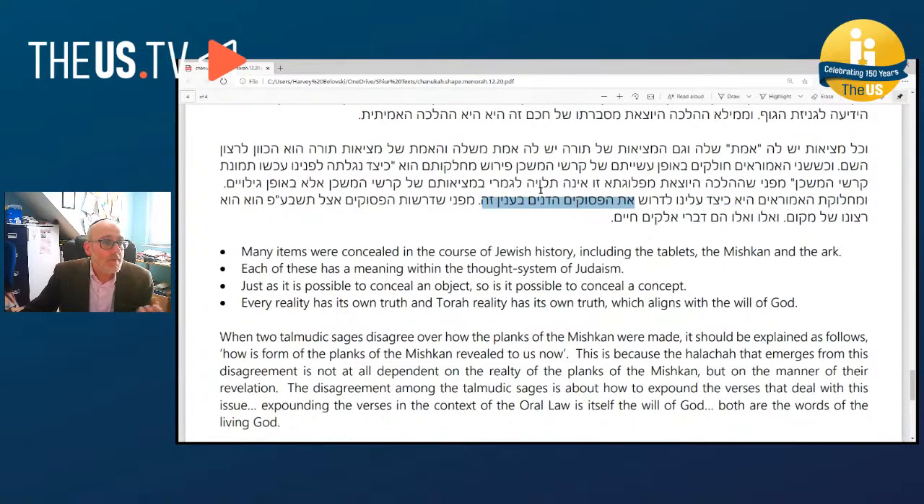this issue? "Mipnei shedrishat hapsukim etzel Torah shebe'al peh hu ritzon shamayim," because utilizing all of our powers through the instruments of the oral Torah, our interpretive methodology, what I might call a hermeneutical process, that's what God wants us to do. That's the purpose.